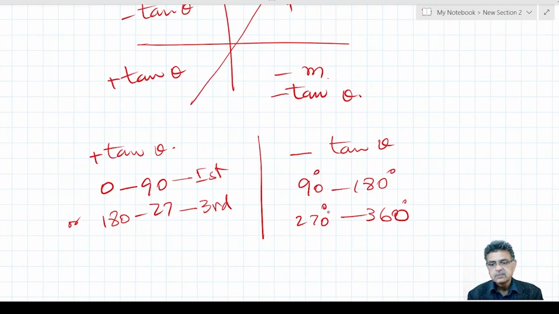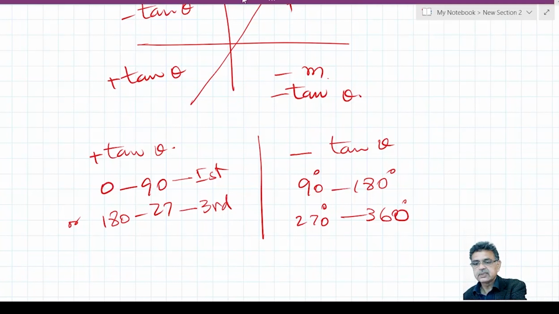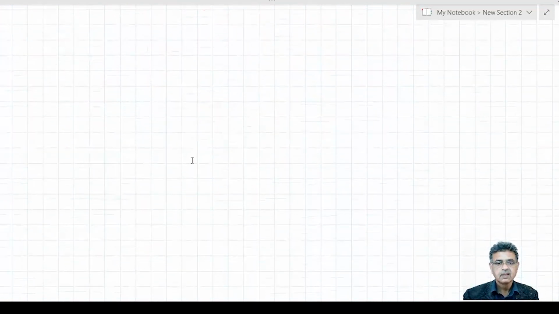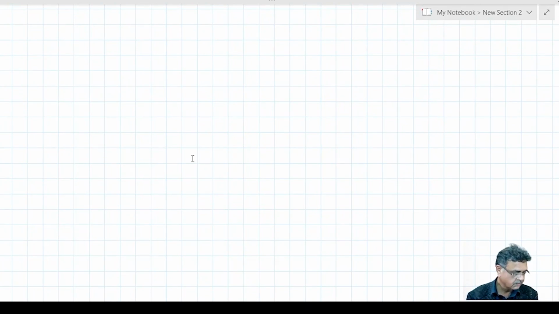So this is the way we have to consider the angles. And now we will move to the questions, how they are applied, so that we can easily understand how these concepts are used. Initially, without using a calculator, this is the question: determine whether the following trigonometric ratios are positive or negative.